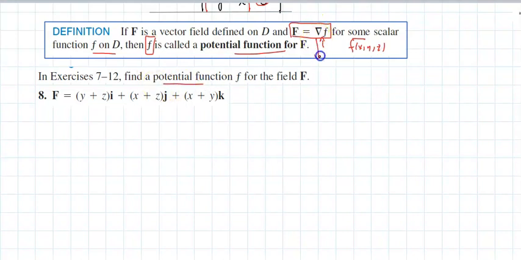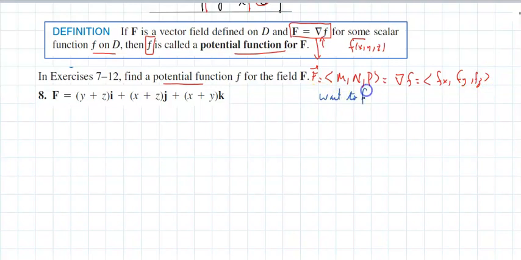What does that mean? This means M, N, and I forgot what the last one was called, but they had it in order. They called them M, N, and P. That is F, equals the gradient applied on f. Isn't that f sub x, f sub y, f sub z? So this is what they want.